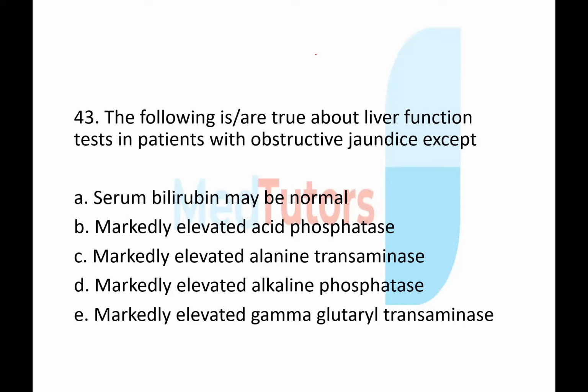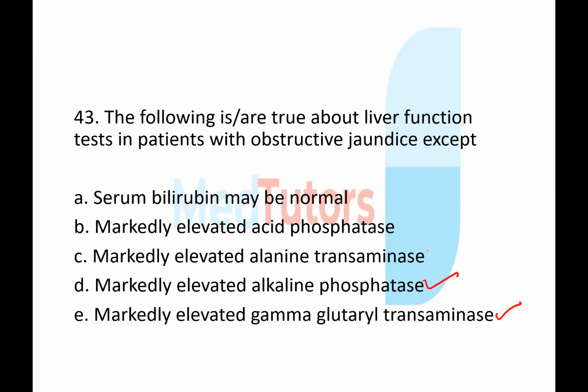C, markedly elevated alanine transaminase. D, markedly elevated alkaline phosphatase. E, markedly elevated gamma glutathione. Okay, the following is or are true. Now, gamma glutathione is elevated in obstructive jaundice. Alkaline phosphatase is also markedly elevated in obstructive jaundice.